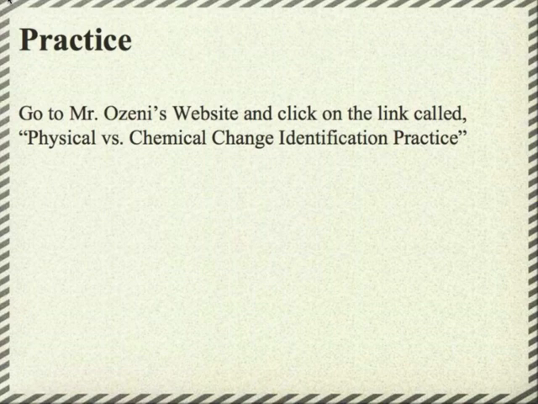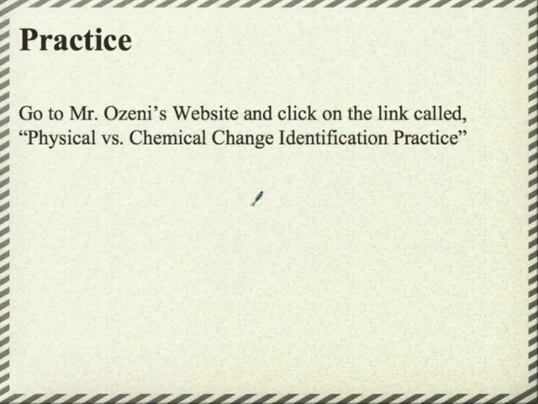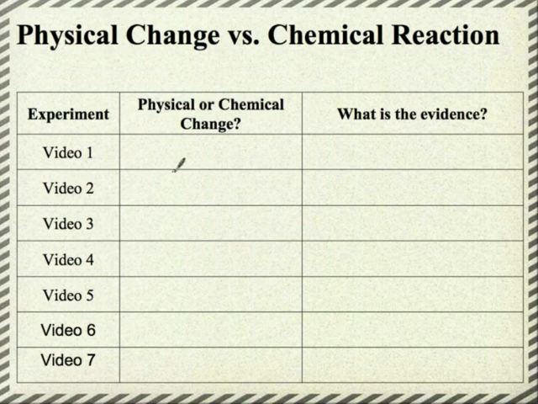All right, so this is what I want you to do. There is a link on my website. If you go to my website, there is a part that says physical versus chemical change identification practice. I want you to go to that and practice. It'll take you to a link where you can practice identifying whether it's a physical or a chemical change. Once you are done with that, on the next slide there are 7 different videos that I'm going to have you watch.